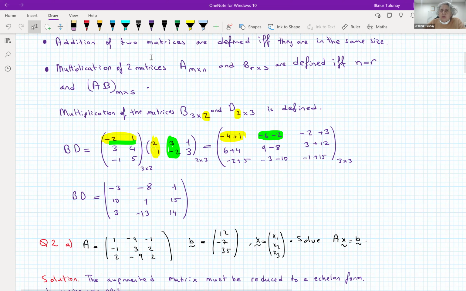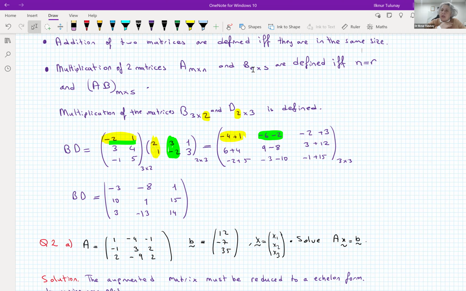So if you want to multiply an m by n matrix with an n by s matrix, you require this number to be equal to that number, which means the number of columns in the first matrix should be equal to the number of rows in the second matrix, such that the matrix multiplication will make sense.